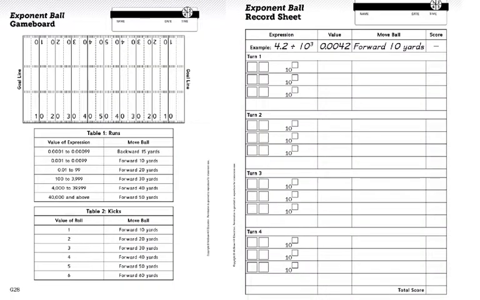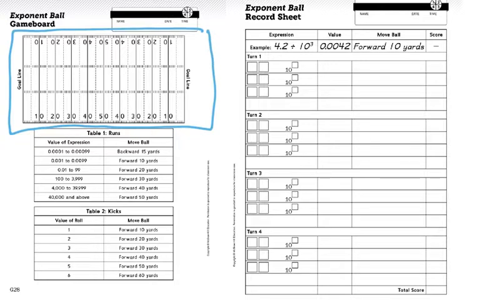All right, when you play Exponent Ball today, you are going to play on McGraw-Hill Connect Ed. It will give you directions of how to play. This is the paper version of it, but just to give you an idea, you have a goal line on each end of, think of it as a football field, right? If your expression ends up being between 10,000ths, you move backwards 15 yards. So if you're at the 50-yard line, you would move back 40 to the 35.